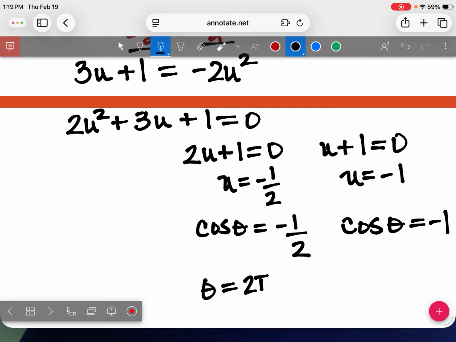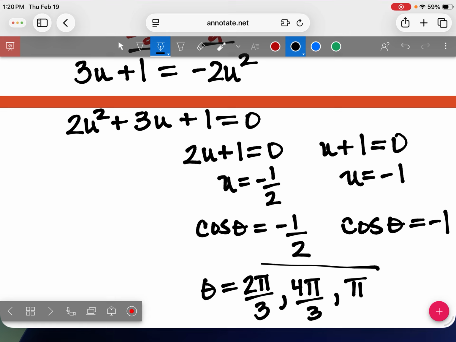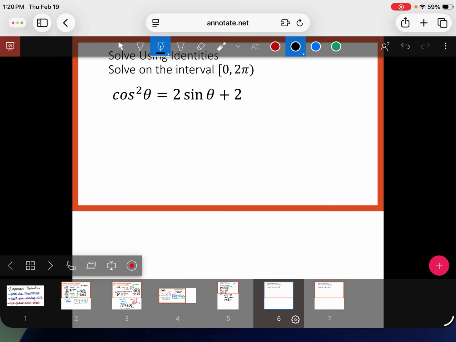Two pi over 3. And where else? One more. And 4 pi over 3. And where is cosine -1? Pi. That would be your 3 answers. Okay. Let's hit the next one.